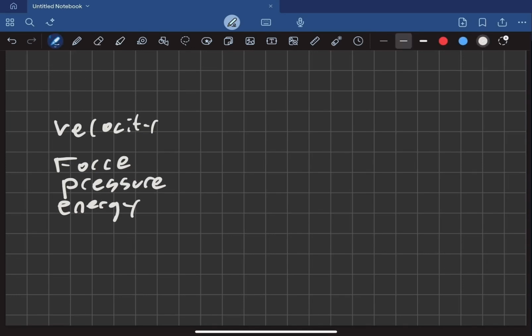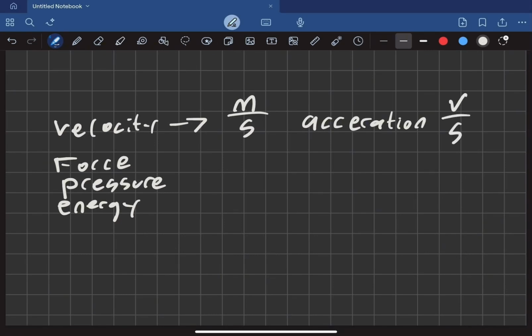Now let's jump into a couple of the heavy hitters for derived units that you should know. Velocity is going to be a distance traveled, meters, per time, seconds. And acceleration, which is similar, is going to be a change in velocity per time, second. So that would just be meters per second per second. So meters per second squared.